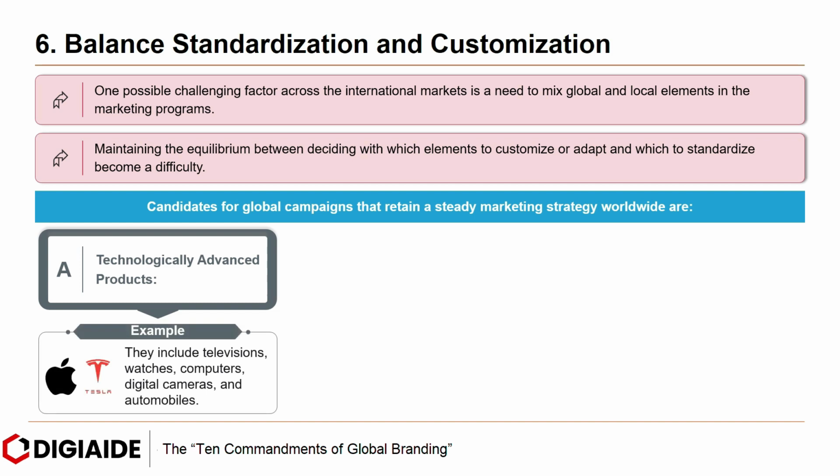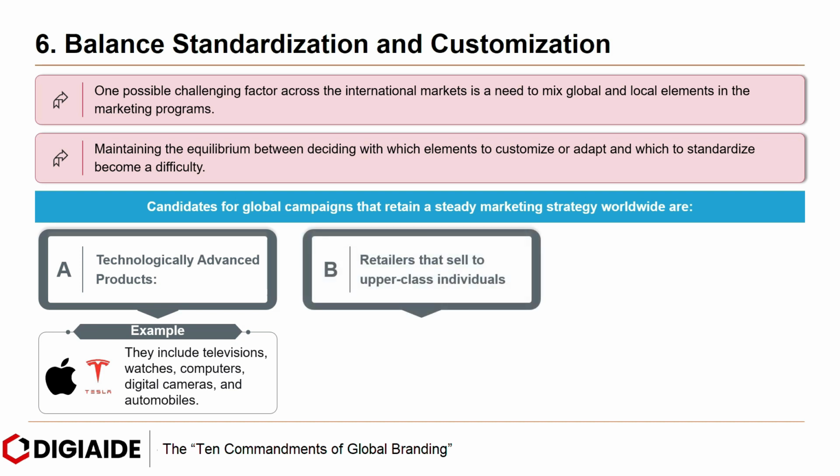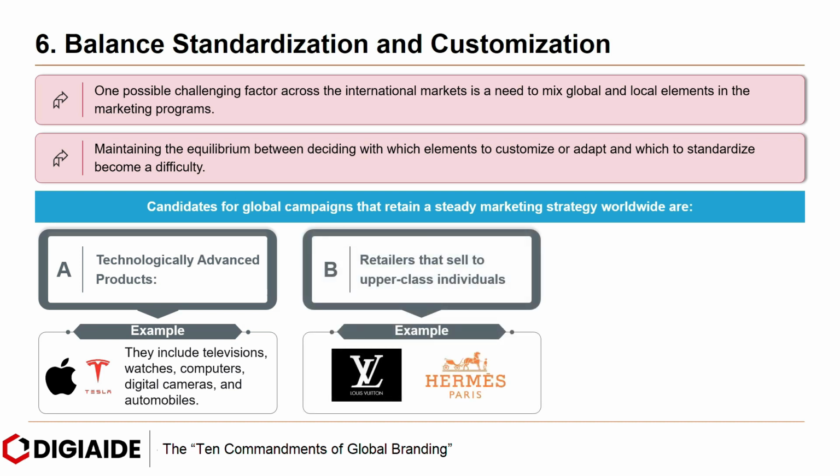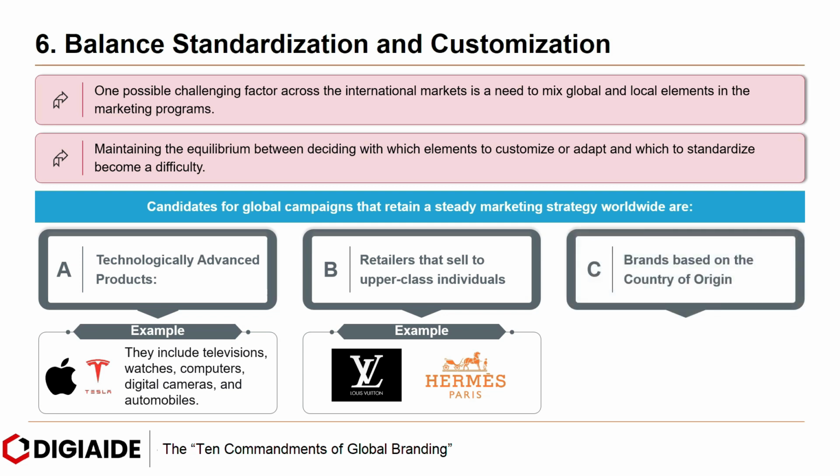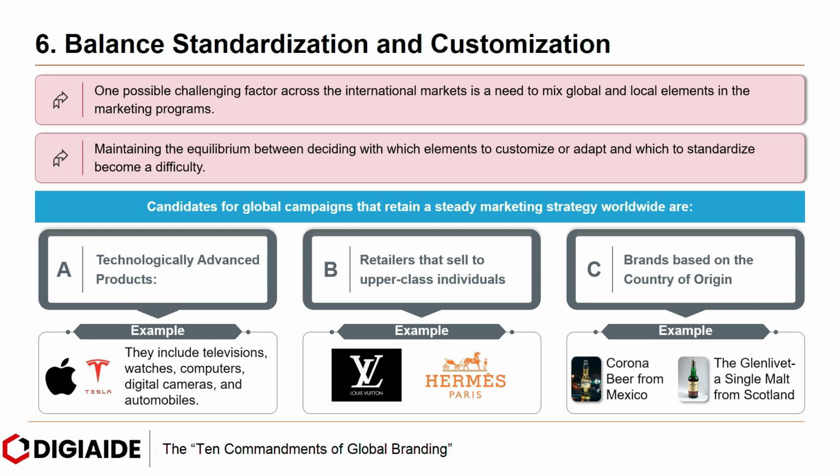Example, they include television, watches, computers, digital cameras, and automobiles. Second, retailers that sell to upper-class individuals. Example, Louis Vuitton and Hermes. And third, brands based on the country of origin. Example, Corona beer from Mexico and Glenlivet, a single malt from Scotland.